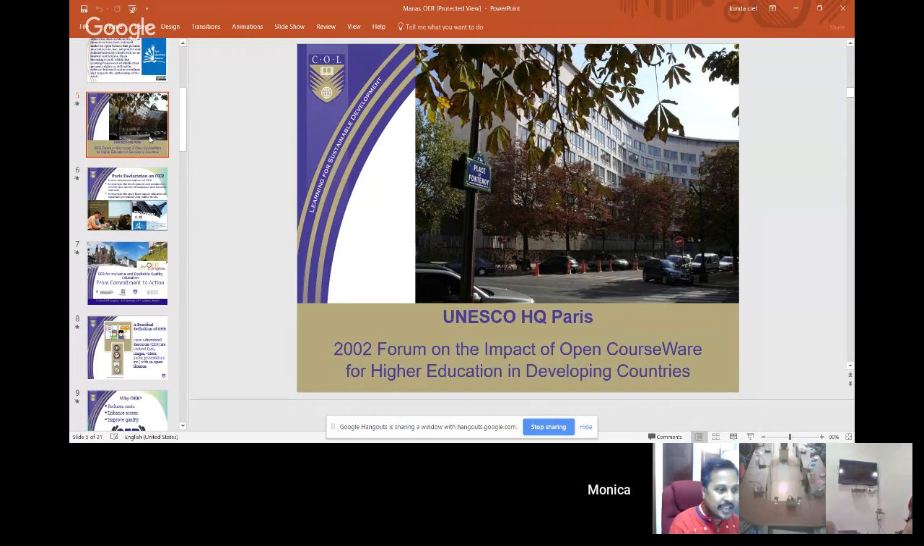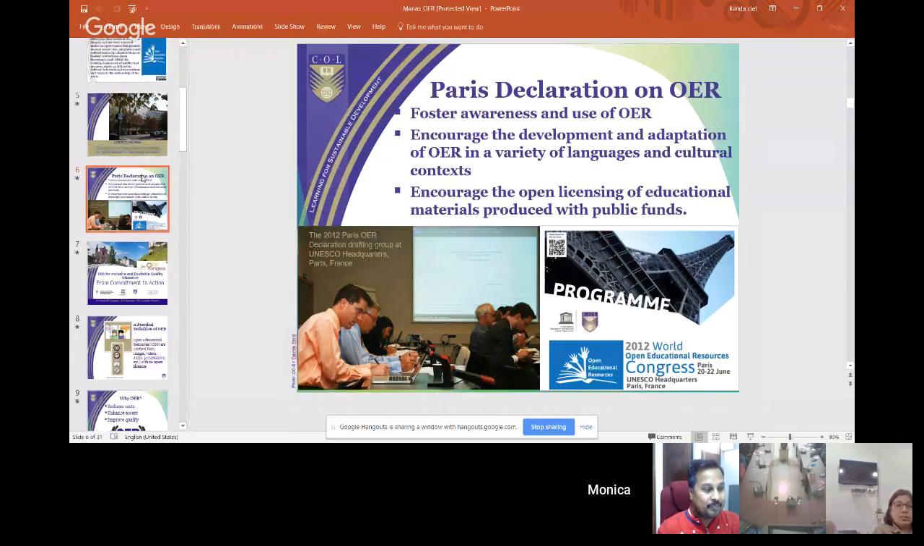If you go to the next slide, it shows you the Paris Declaration on OER. This is the concept that came out, and it urges that we need to create more awareness and use of OERs, and encourage the development and adoption of OER in a variety of languages and cultural contexts, because most of the OERs, open educational resources, are in English.